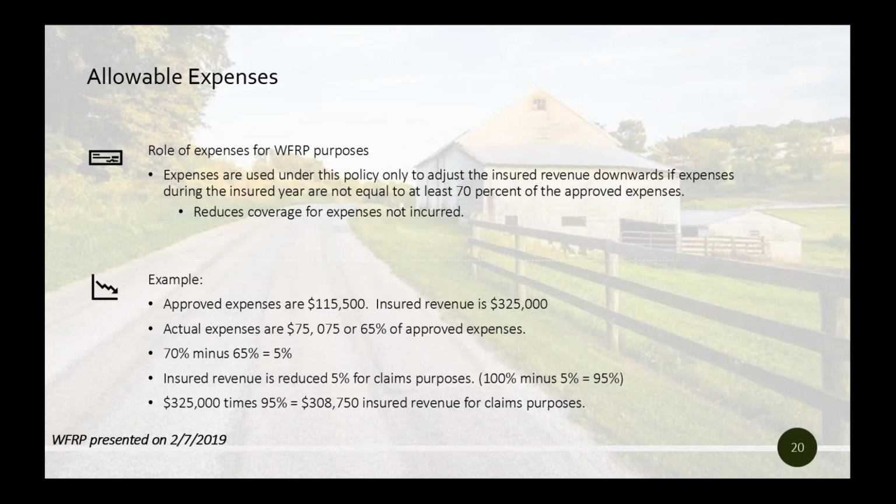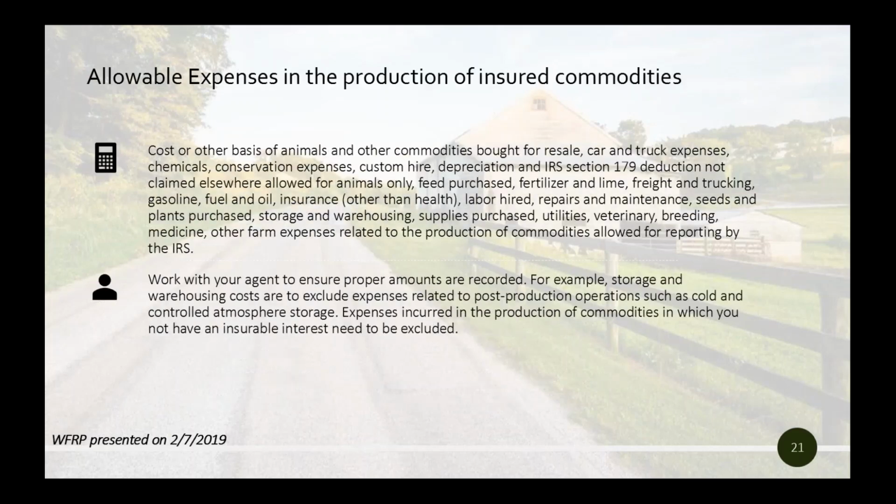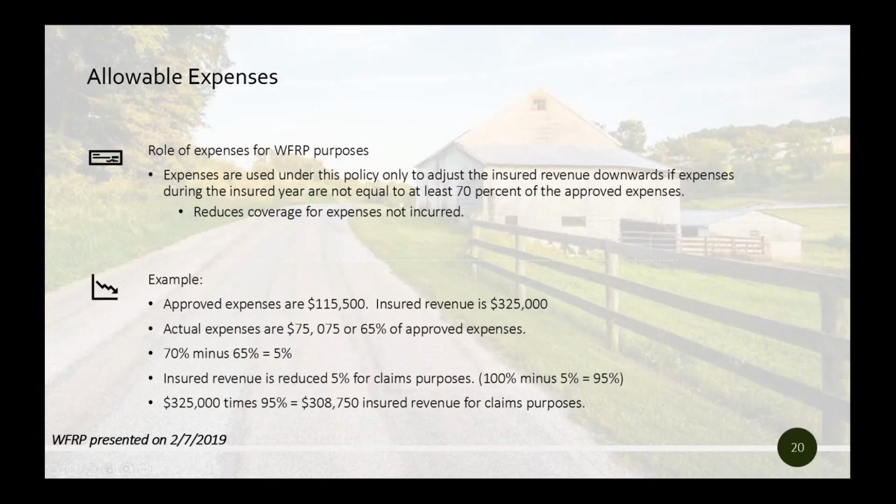So for example, if for whatever reason your expenses fall more than 30% from the approved expenses determined and reported on the farm operation report, at that point, the insured revenue will reduce 1% for each percent of actual expenses that fall below 70% of approved expenses. In other words, there's a 30% cushion for variation in your expenses before your guarantee is reduced.